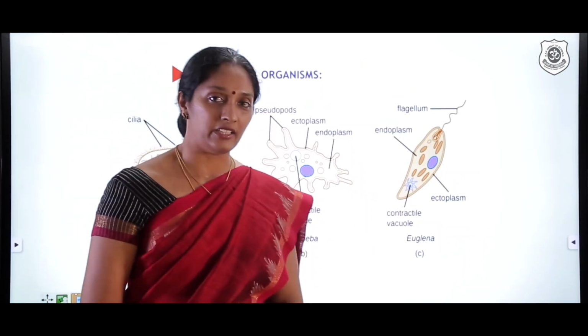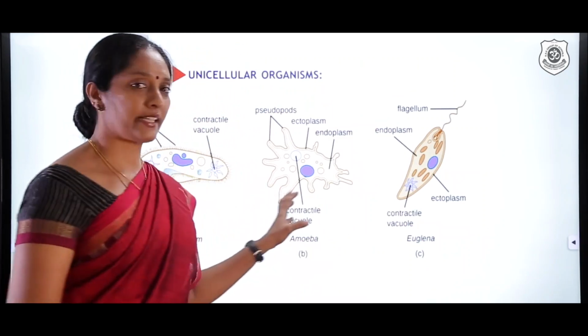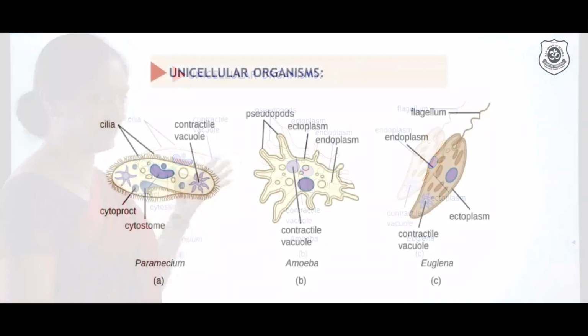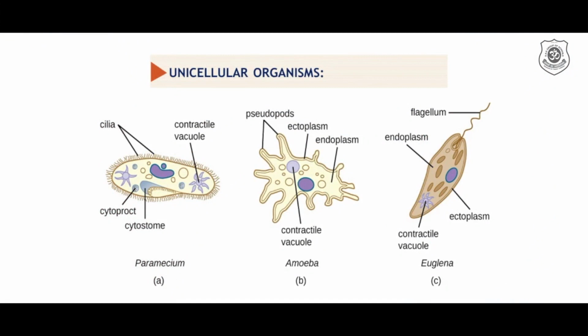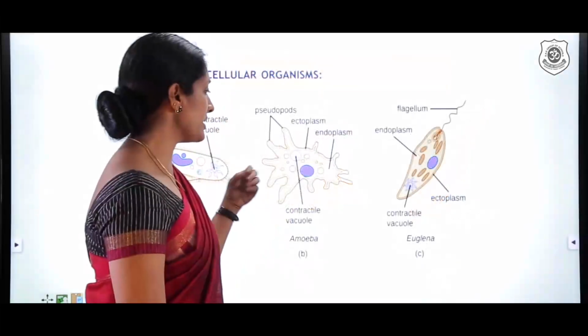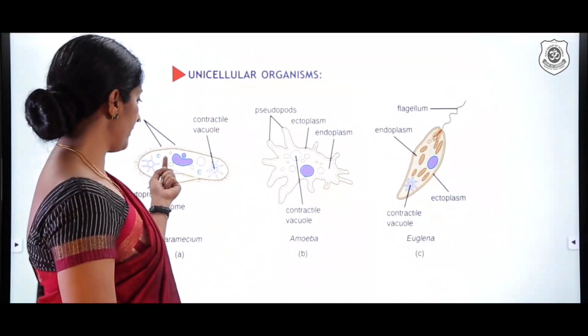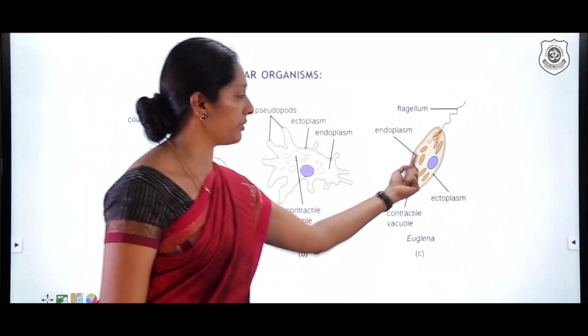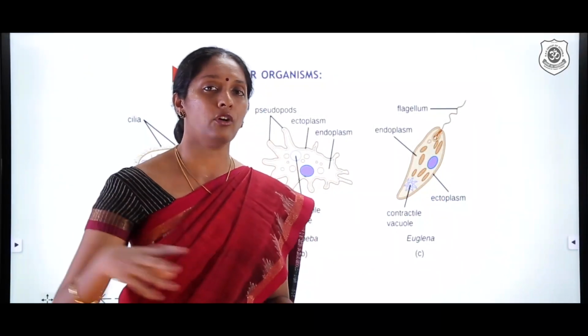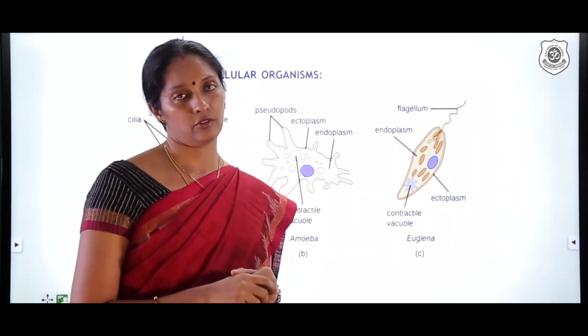Let us look at unicellular organisms. When we see unicellular organisms like paramecium, amoeba, euglena, their whole body surface is in contact with the environment. So what happens? They can directly exchange gases like carbon dioxide and oxygen through the body surface. So these excretory materials can directly diffuse out through their body surface. Not only that, the contractile vacuoles, everywhere you can see these are the contractile vacuoles that are present, and they help in removal of excess water from the body of the organism.